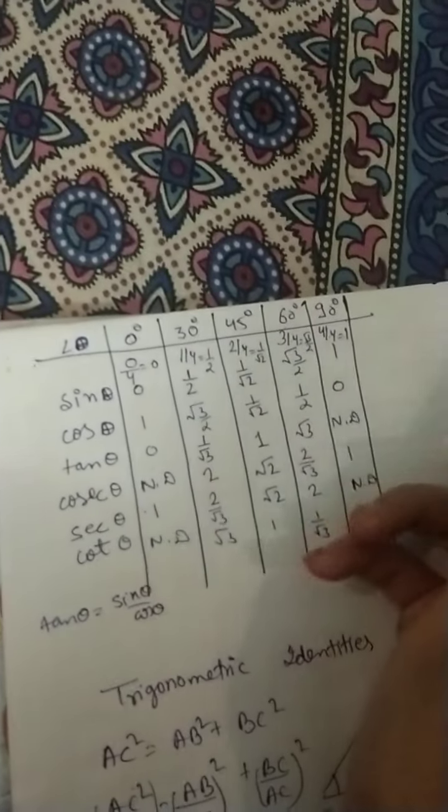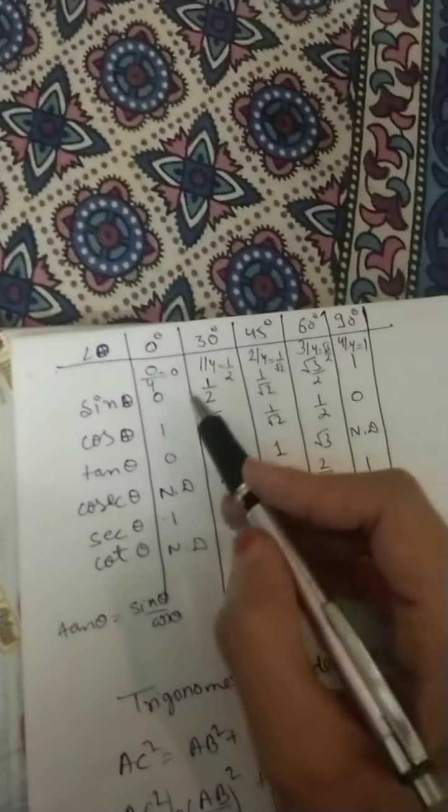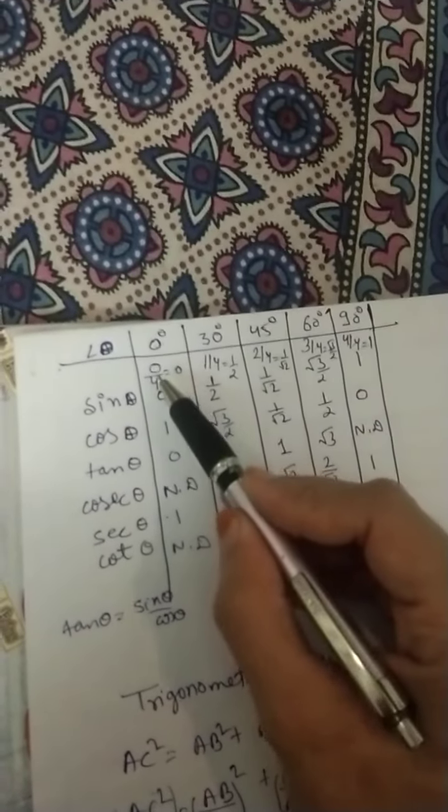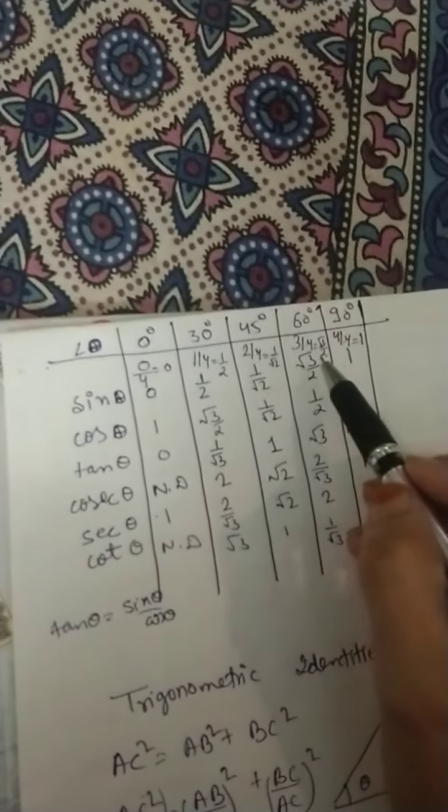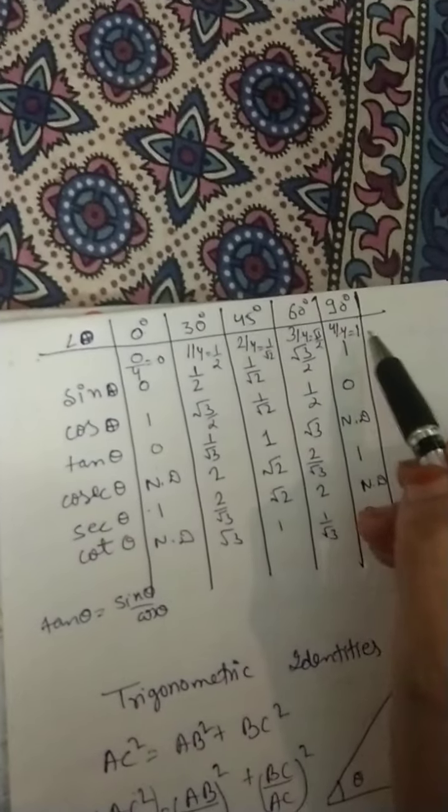Next step, you will divide the whole row by 4. So 0 by 4, 1 by 4, 2 by 4 and so on. And the third step will be you have to take the square root of the whole row. So square root of 0 upon 4 is 0, 1 by 4 will give you 1 by 2, 2 by 4 will give you 1 by root 2, 3 by 4 is root 3 by 2 and 4 by 4 is 1. Square root of 4 by 4 is 1.